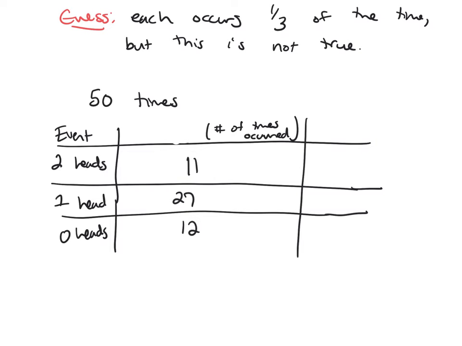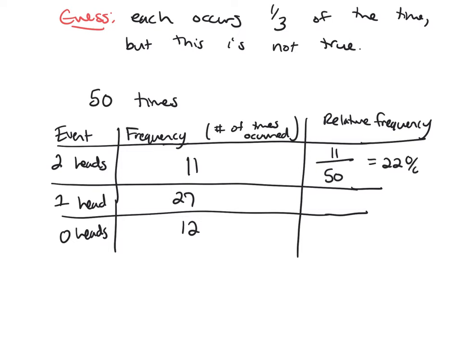So then often what you do is take this frequency and compute the relative frequency. So you take your frequency and divide by the total number of times you did this. So we did it 50 times. This would be 22%. Then 27 out of 50 would be 54%. And 12 out of 50 would be 24%.